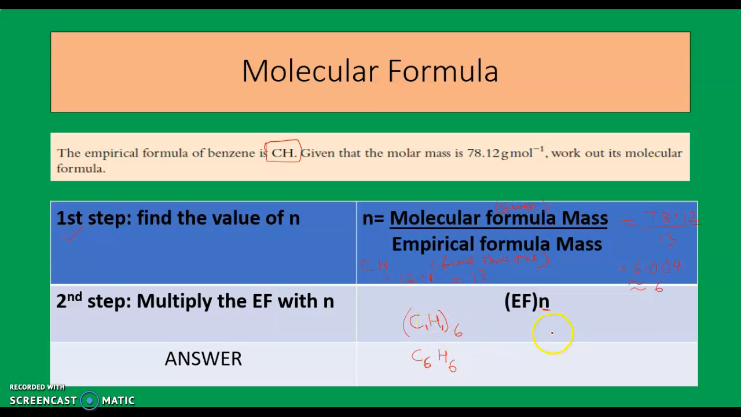So let's say if your empirical formula was C2H3, and n was equal to 3. Then C2 times 3 is 6, and H3 times 3 is 9. So the answer is C6H9. So that's how you find out the molecular formula from the empirical formula.